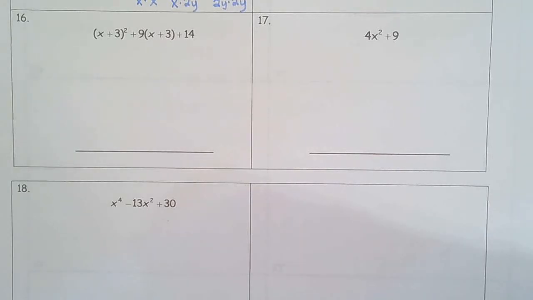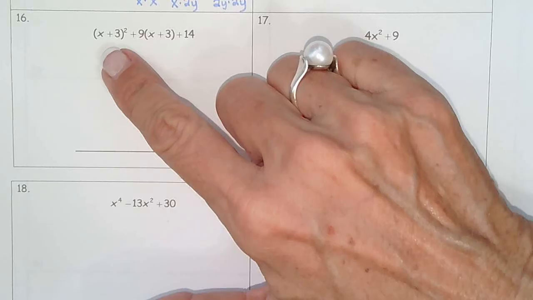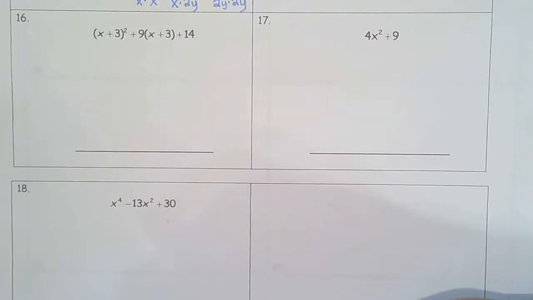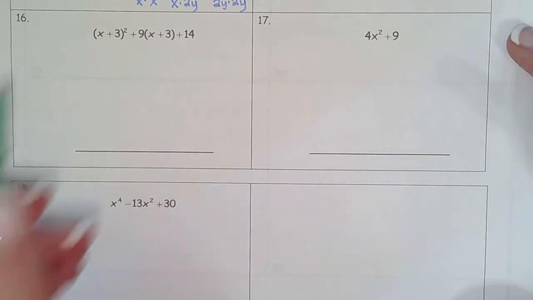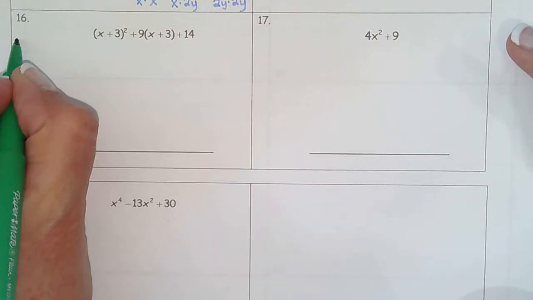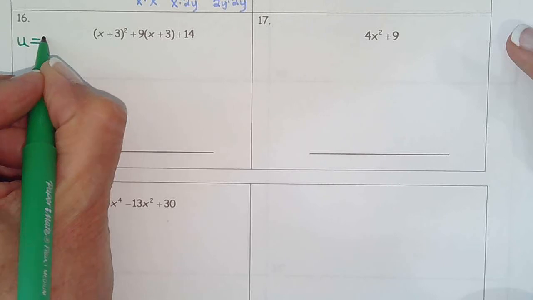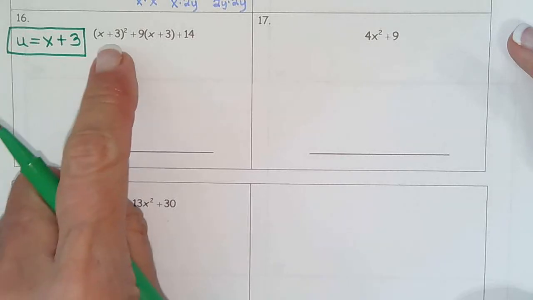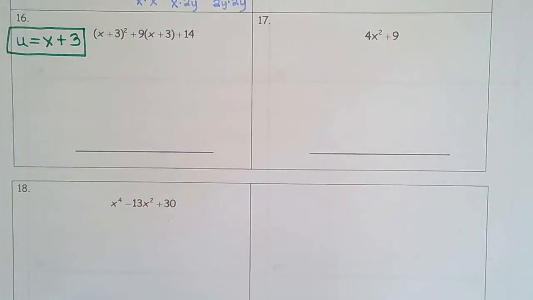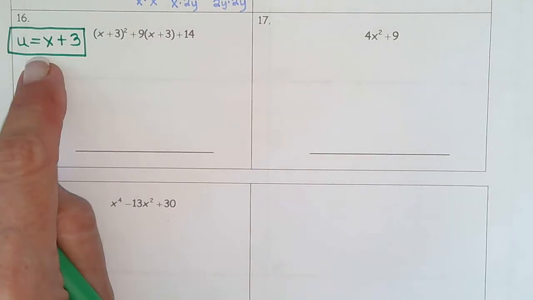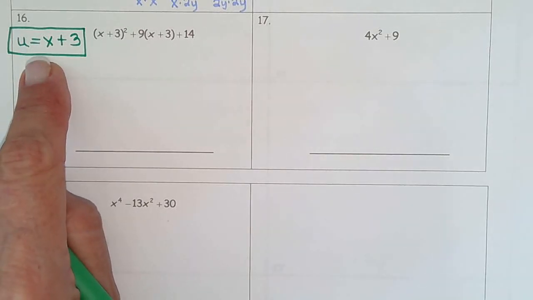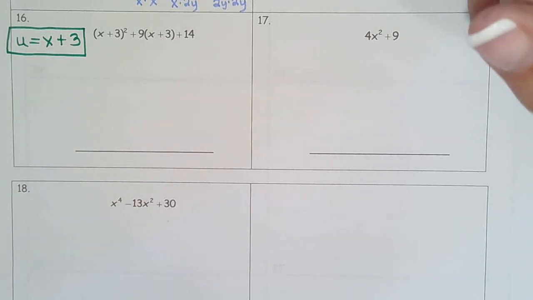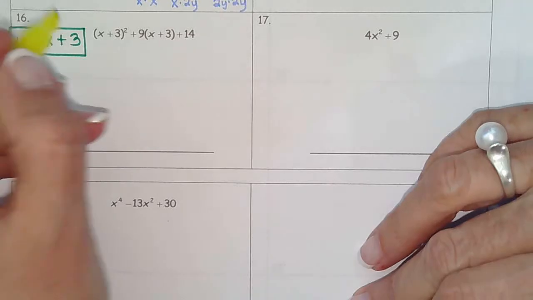It's called U substitution. So it doesn't look like our normal problem, x squared plus 9x plus 14, but it's in that form. So that tells us, oh, when there's a repeated quantity like that, we call that U. So U is going to be x plus 3. Because we usually don't have parentheses and repeated quantities, so those parentheses should tell you it's a U substitution.